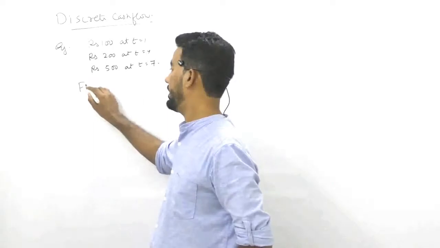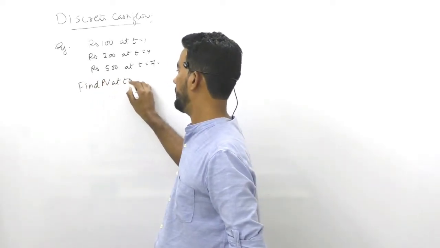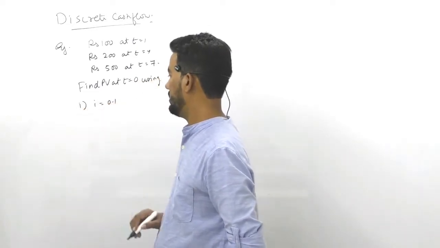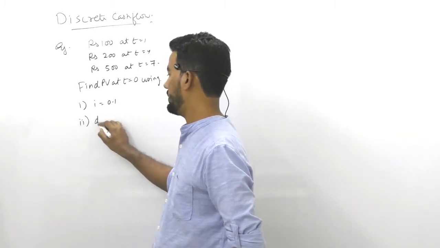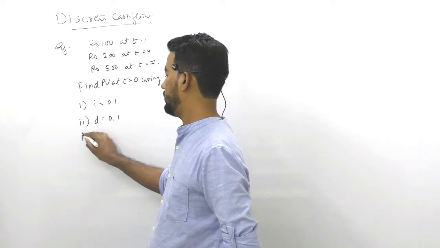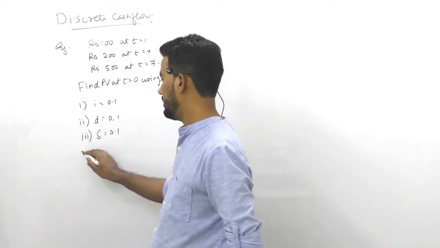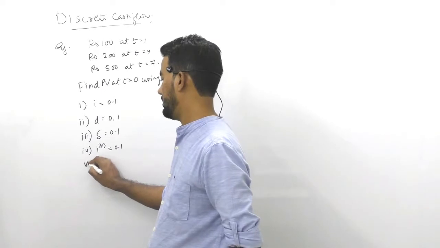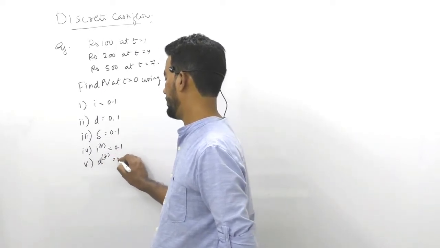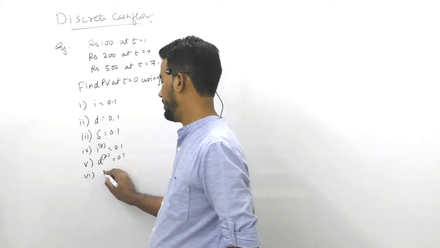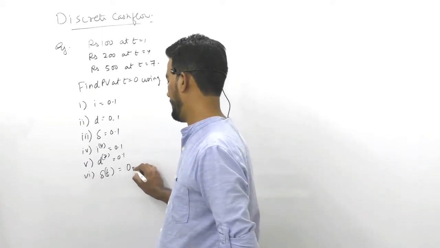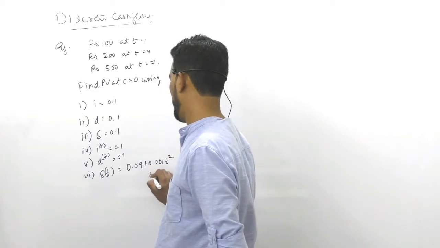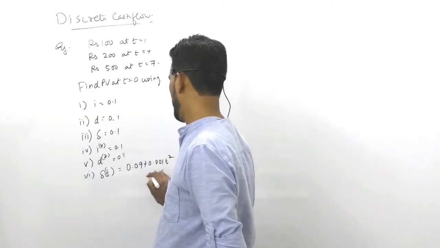Find the present value at time 0 when the interest rate is given as, let's say, 10%, or when the discount rate is given as, let's say, 10%, or when the force of interest is given as 10%, or when i^(4) is given as 10%, when d^(2) is given as 10%, or when the force of interest is given as a function of time, which may be, let's say, 0.09 plus 0.001 t squared for t greater than 0.